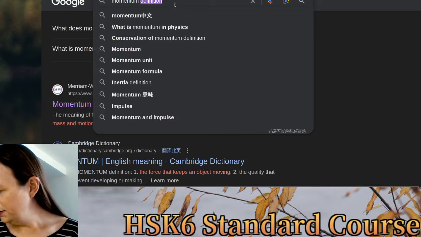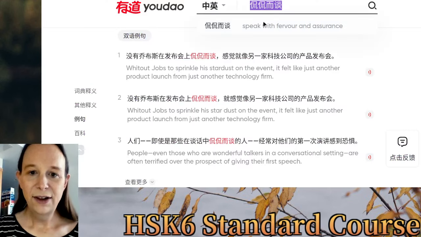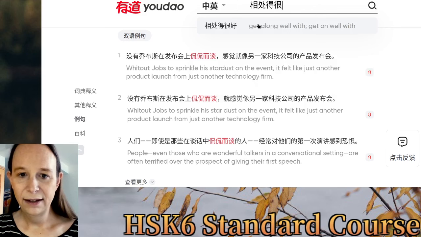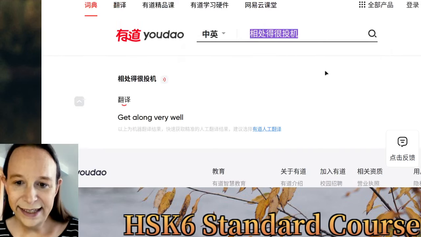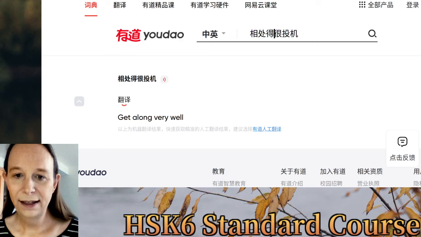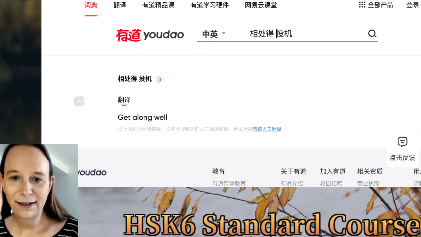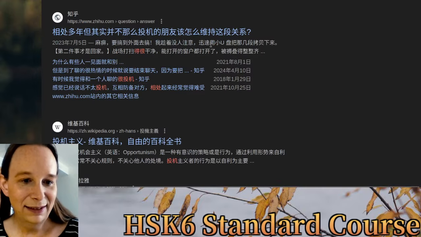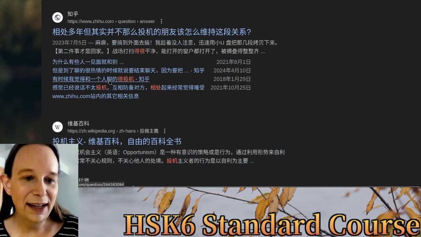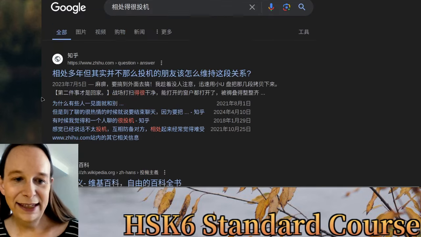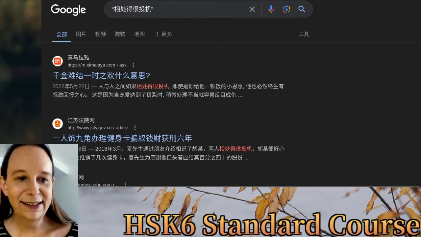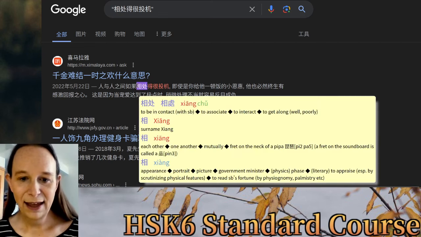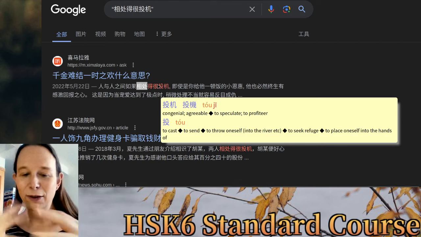All right, so we're looking at 投机. So you will often say 相处得很投机, or 聊得很投机. Yeah, so this means you're interacting with people, you're getting along with someone, and you're doing it 投机, in an agreeable way.